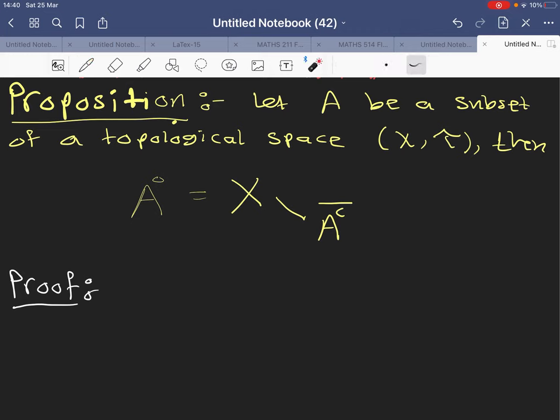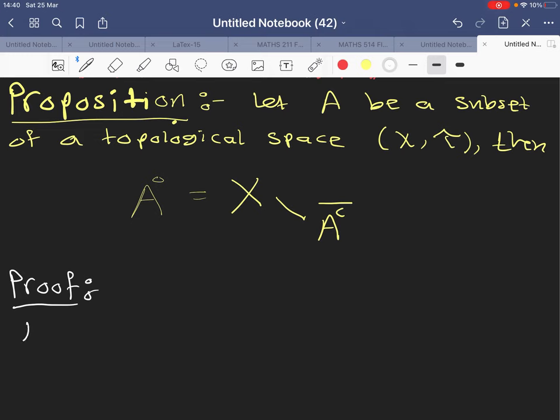Now, this proposition says that the interior of a set is equal to the complement of the closure of the complement. It's a little bit tricky: it's the complement of the closure of the complement. And we want to prove this one. This will help us a lot later on. If we know the closure, we can know the interior, and if we know the interior, we can know the closure in an easy way. So we want to prove this one. Of course, to prove that two sets are equal, we take an X here and try to show it's there and vice versa.